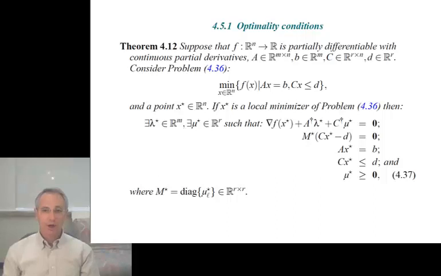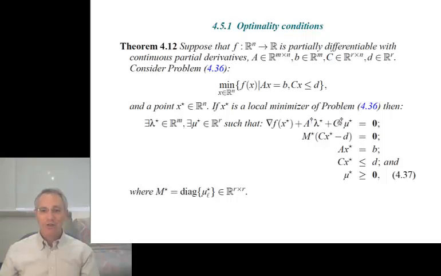These conditions generalize the conditions in our previous types of continuous optimization problems. For an unconstrained problem, the gradient of f evaluated at x star would be equal to 0. For an equality constrained problem, the gradient of f at x star plus A transpose lambda star would be 0. Here, in inequality constrained problems, we have an additional term, C transpose mu star, just as the term A transpose lambda star was offsetting the desire to minimize f against the need to satisfy the equality constraints.